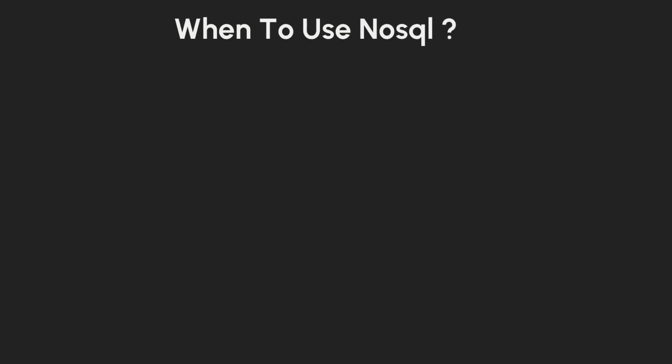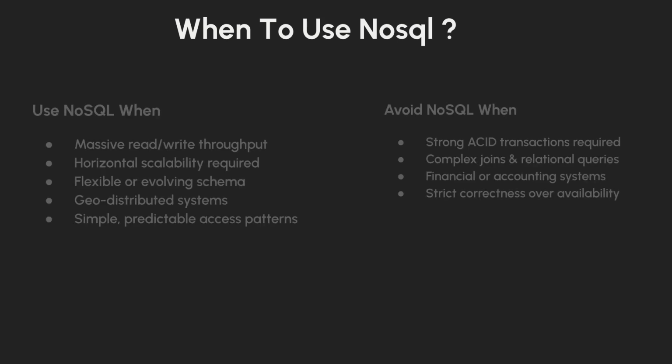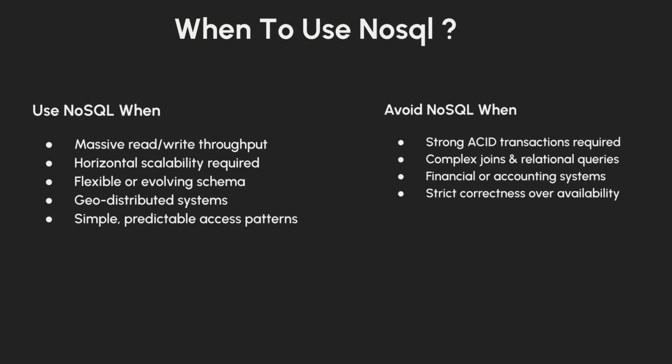NoSQL should be used when scalability and availability are primary system constraints. If your application handles massive read or write throughput, needs to scale horizontally, or must operate across multiple geographic regions, NoSQL becomes a natural fit. It is especially effective when schemas evolve frequently and access patterns are simple and well-defined. However, NoSQL should be avoided when strong transactional guarantees, complex joins, or strict correctness are mandatory. In practice, most large systems use NoSQL selectively, only where relational guarantees become bottlenecks.